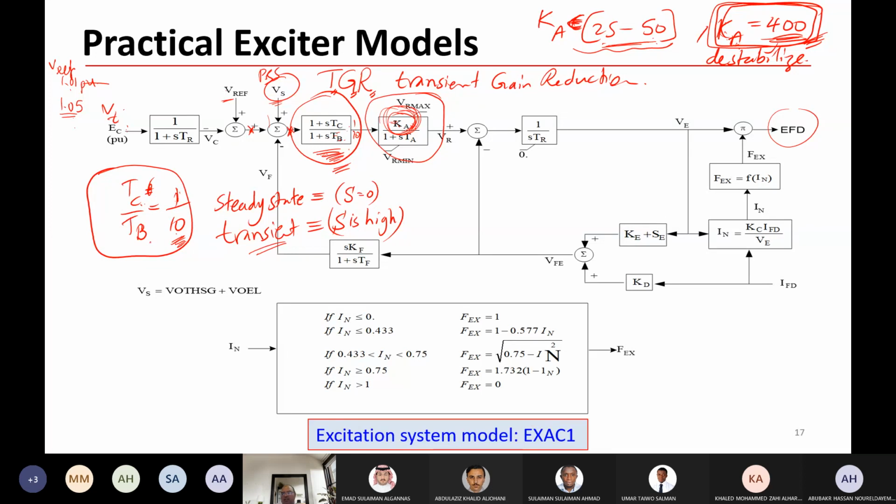When I say destabilize the system, destabilize from the angular or angle stability point of view. It's not voltage stability. From the angle stability point of view.